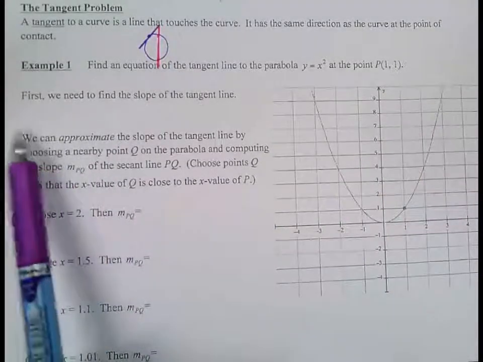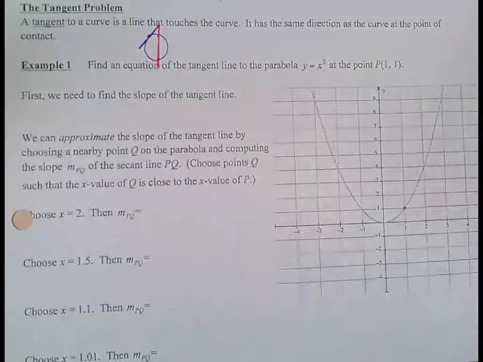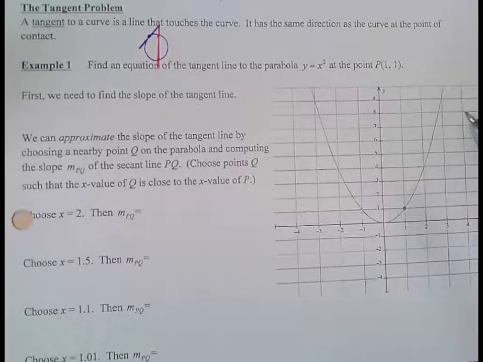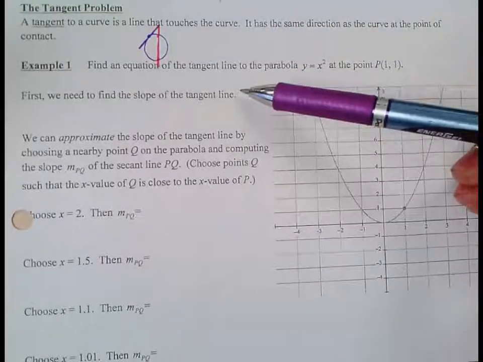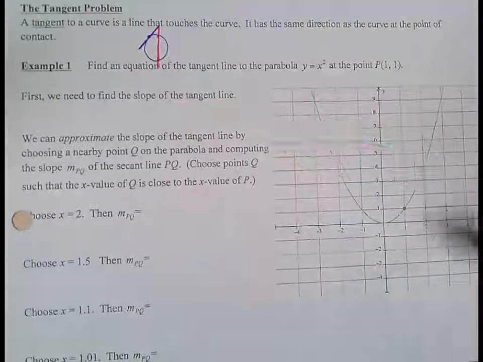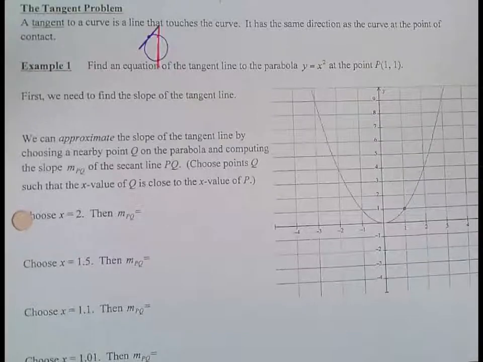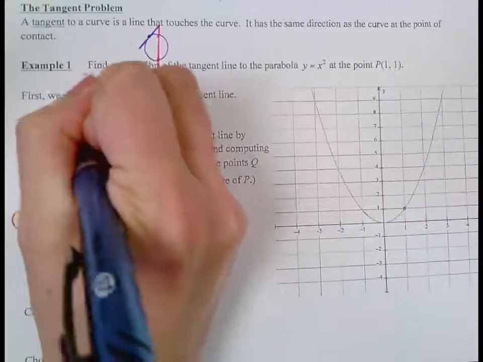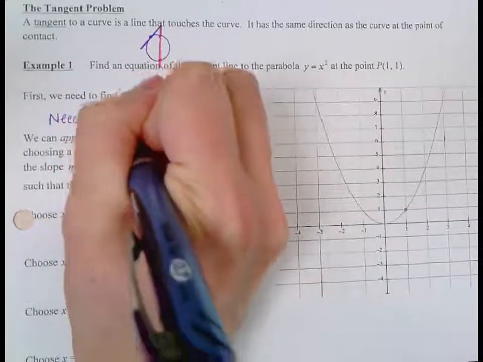So if you're trying to find the slope of the tangent line, we only have 1 point. We need a second point that would ideally be on the tangent line. But if we're trying to find the tangent line, we don't know another point on the tangent line at this point. So I do have on here, first we need to find the slope of the tangent line. So what we are going to do, and if you want to make a note here too, to do this we need 2 points. And right now we only have 1.